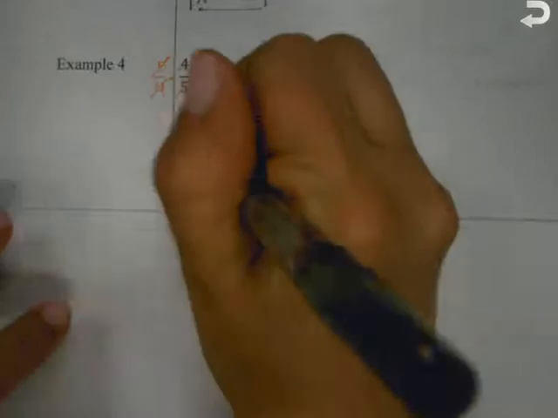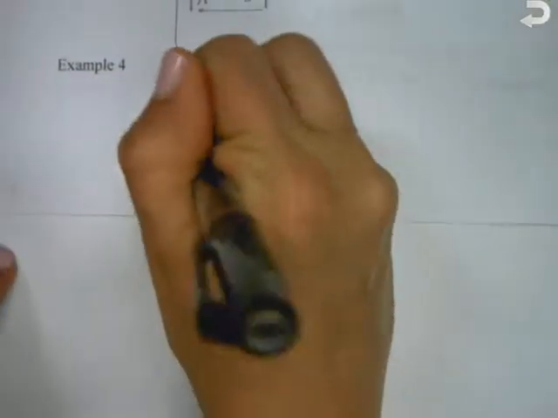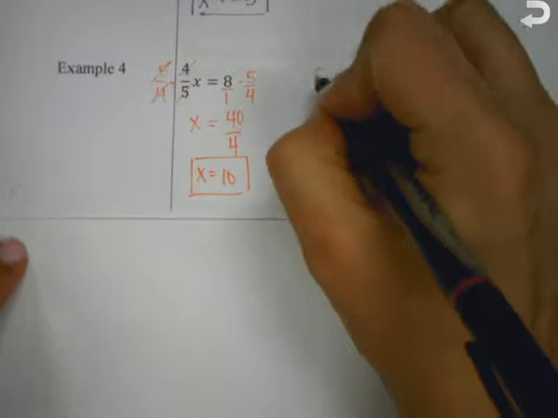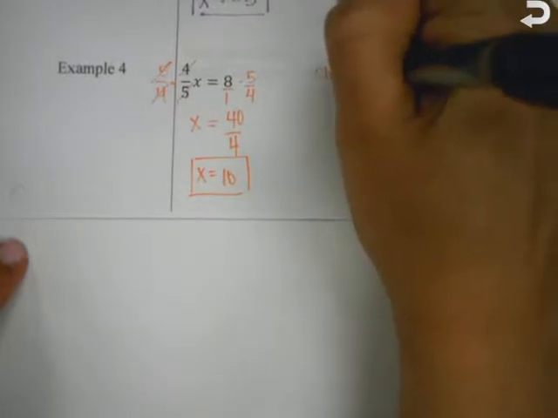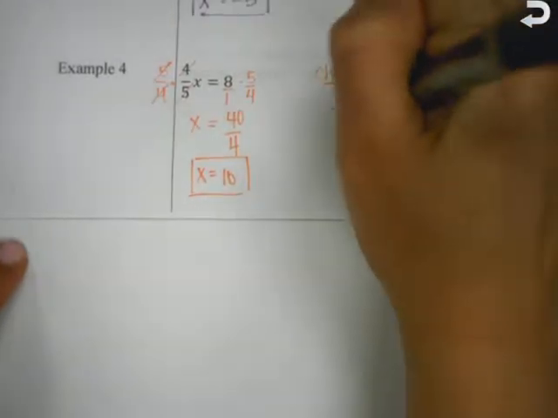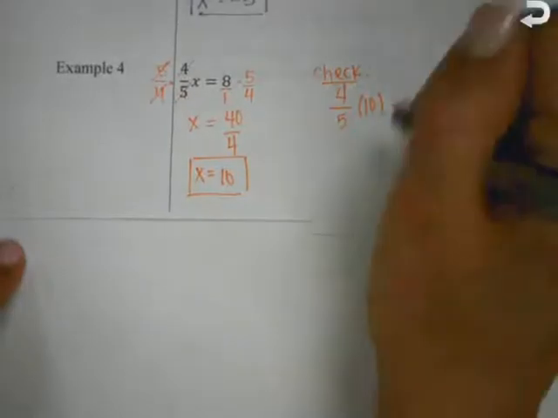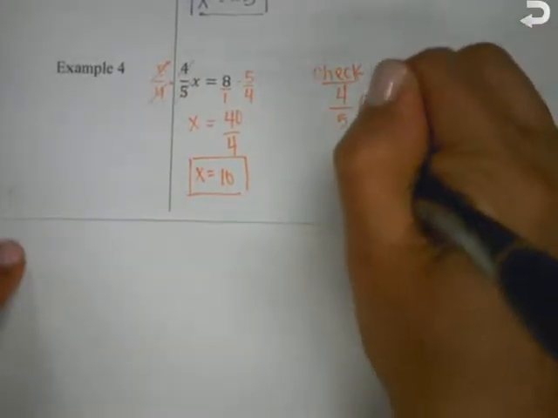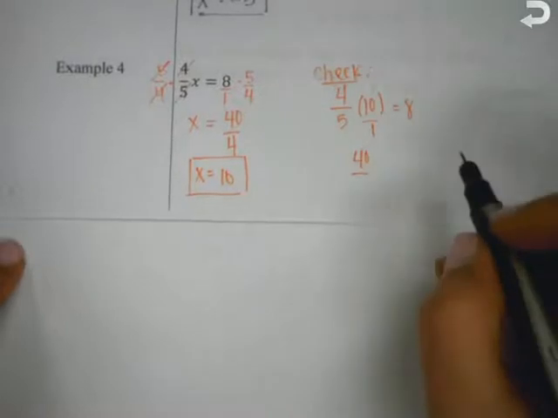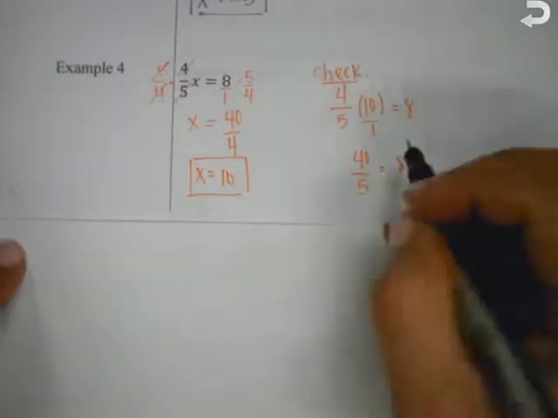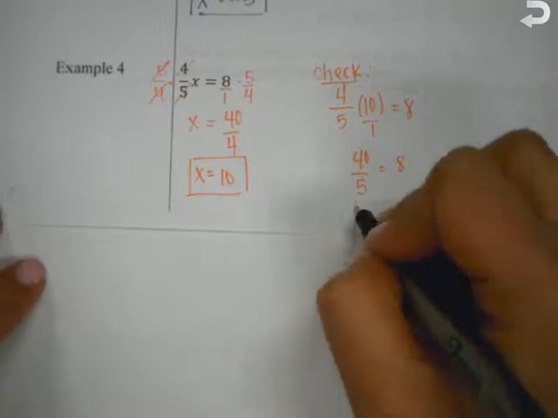So let's check it. 4/5 times 10 equals 8. This is the same as 10 over 1. What's 4 times 10? 40. Over 5 times 1? 5. And what's 40 divided by 5? 8. 8 equals 8. True statement, right? That's a one-step equation.